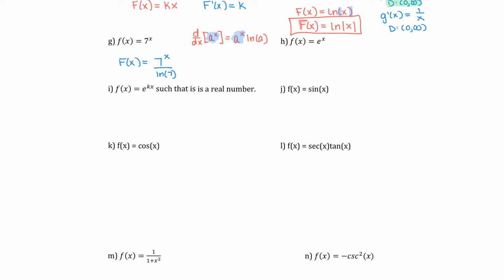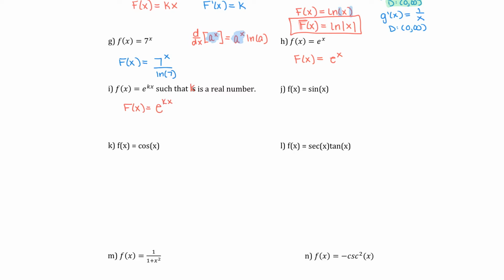Next, let's take a look at the next example. F of x equals e to the x. This one's easy because the derivative of e to the x is e to the x. It's going backwards. The antiderivative of e to the x is e to the x. Let's consider what if I have f of x equals e raised to the k times x, such that k is a real number. So remember, k is just going to be a constant here. So my antiderivative will also be e raised to the k times x.